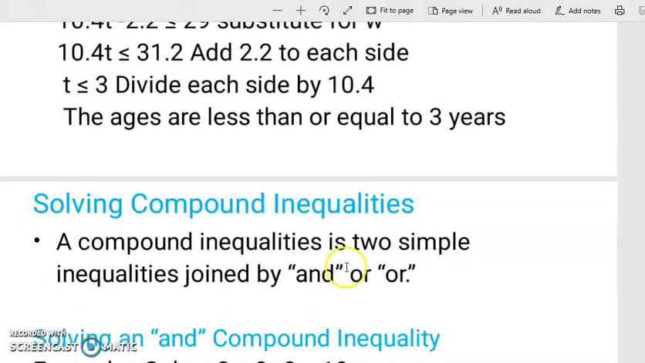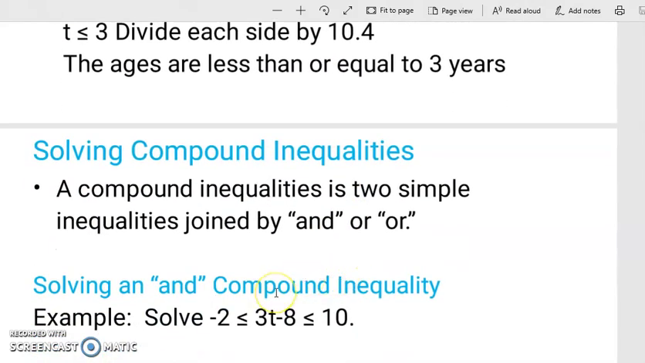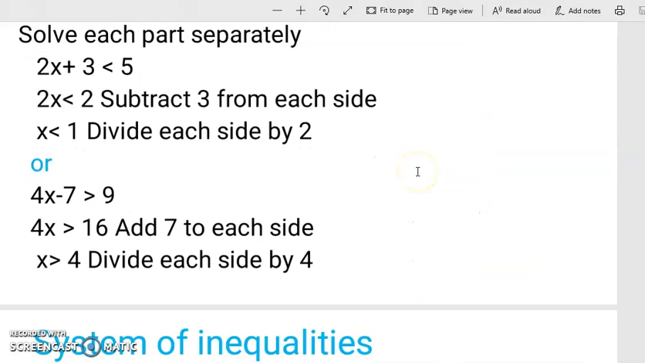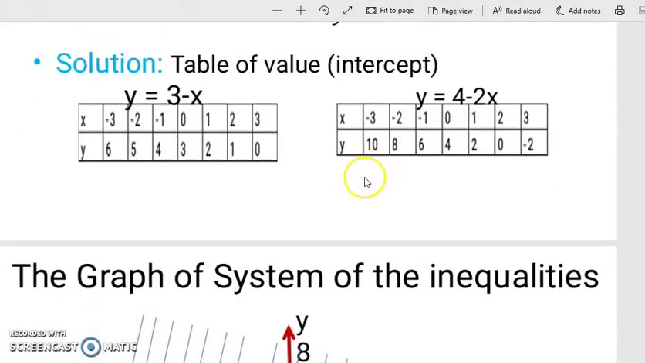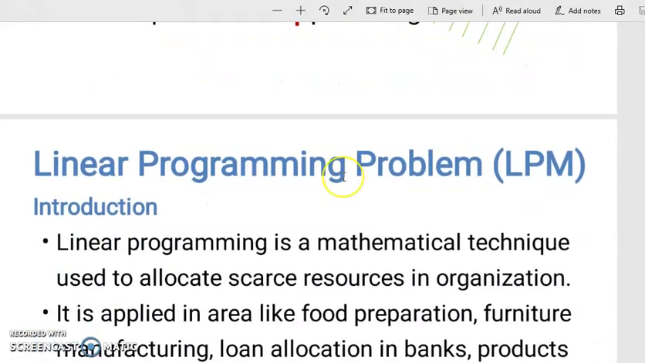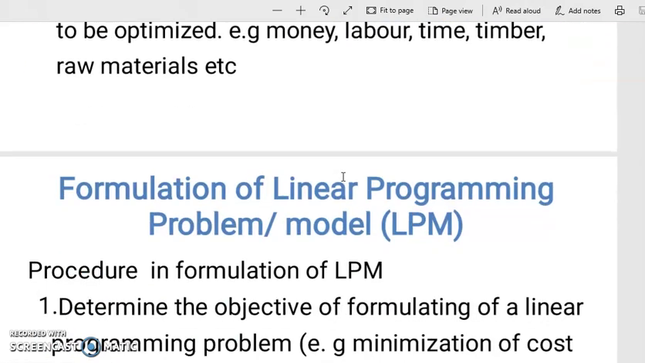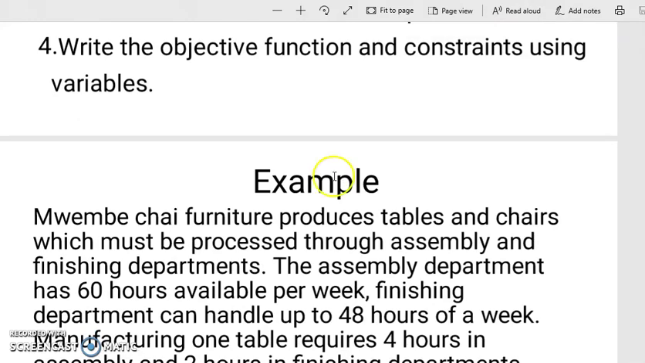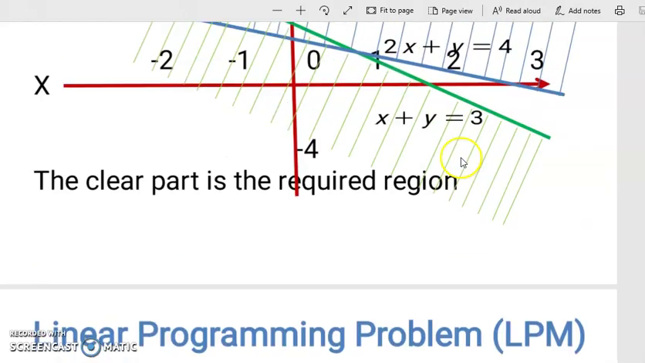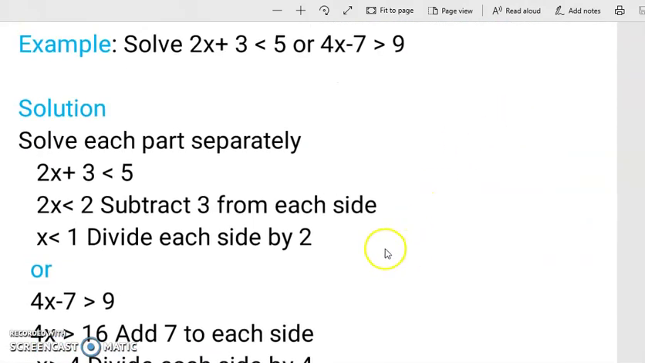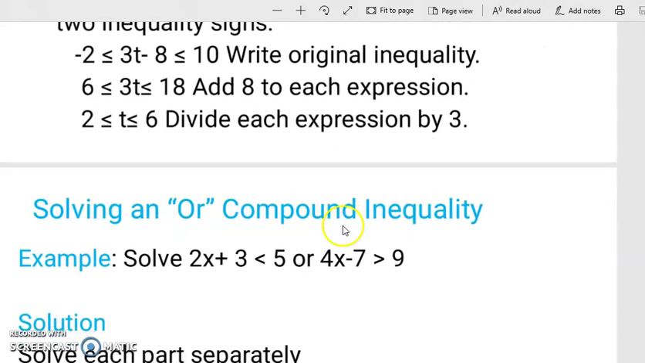So I think that's cool, and in the next tutorial we will learn about solving compound inequalities, and then we'll talk about solving systems of inequalities just a little bit, and from there we will start talking about linear programming. So now let's talk about compound inequalities. I think we can finish this right now.